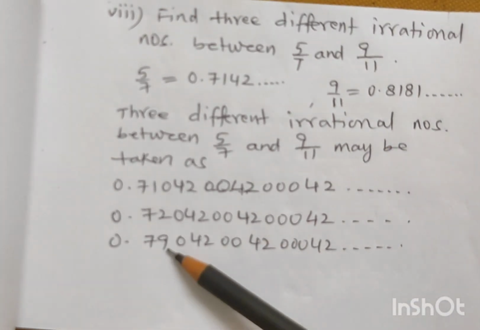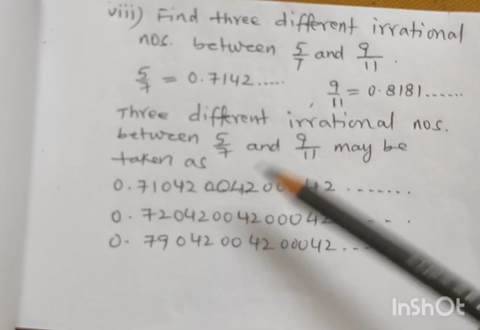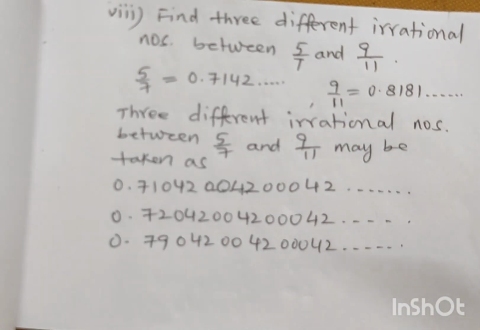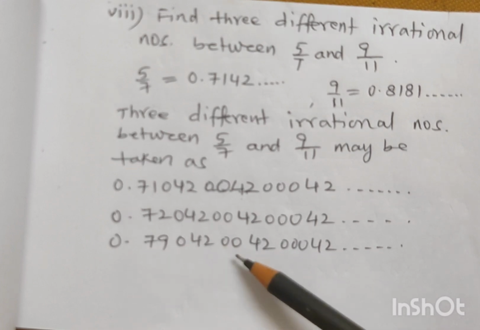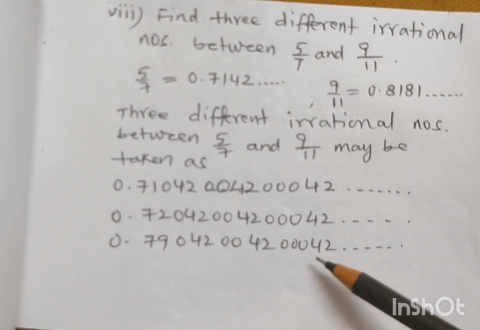Then we start with 0.79. You can start with 0.78, 0.77, anything like that. So for 0.79 we put 0, 042, 0, 042 and 3042.